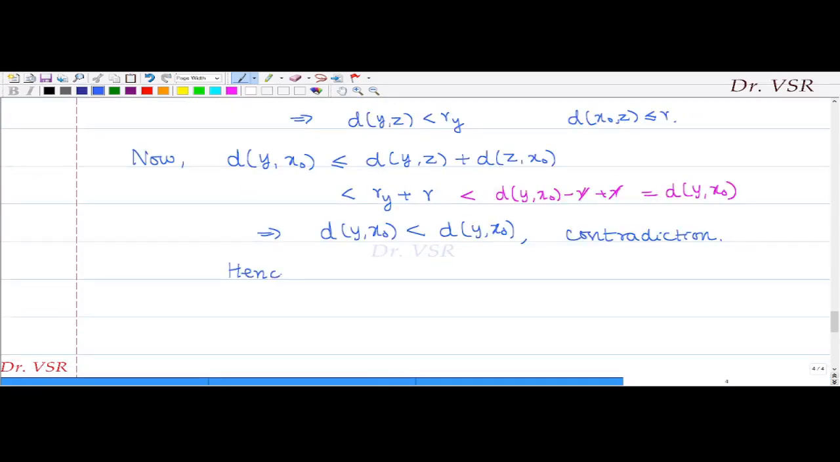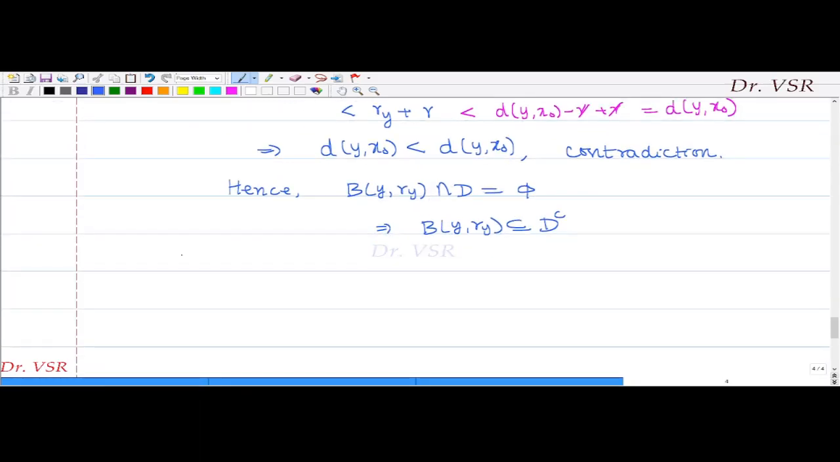Hence the ball with the center y and radius r_y, its intersection with D must be empty. This is equal to the empty set. So this implies that the ball with the center y, radius r_y is contained in D complement. Thus we have proved that for every y belonging to D complement, there is a positive r_y such that the ball with the center y and radius r_y is contained in D complement.